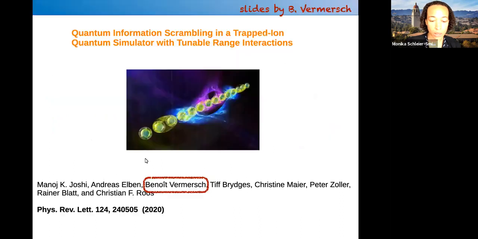Motivated by that, there have been recent experiments taking a different approach. Here I was kindly given a few slides by Benoit Vermeersch, who has worked with all of the folks listed here, on a way of measuring information scrambling in a system that's a chain of trapped ions, and that has some tunable range of interaction. So this is something where we'll also be able to ask about the spatial dynamics of the scrambling.